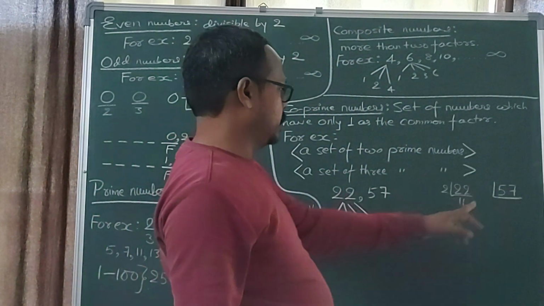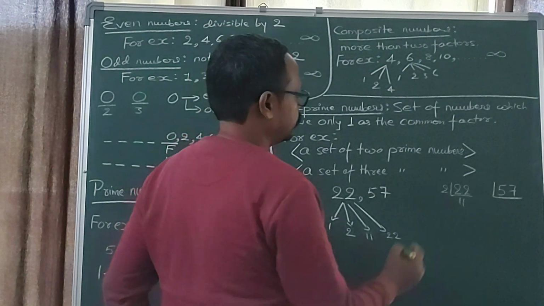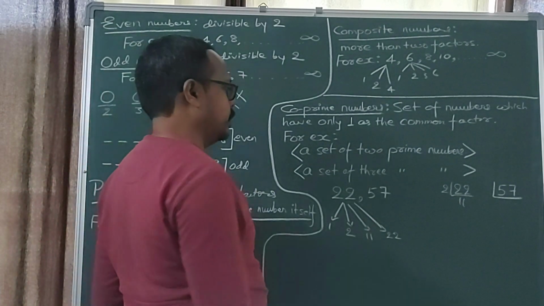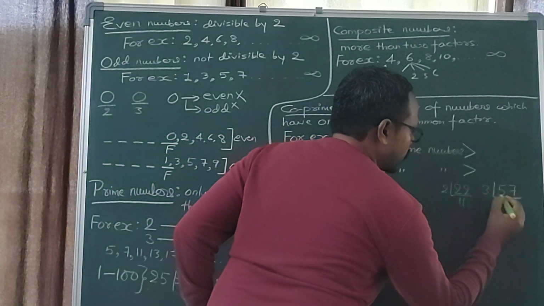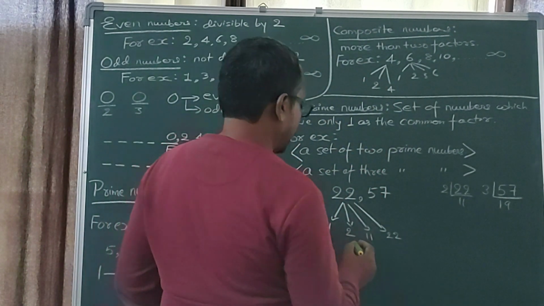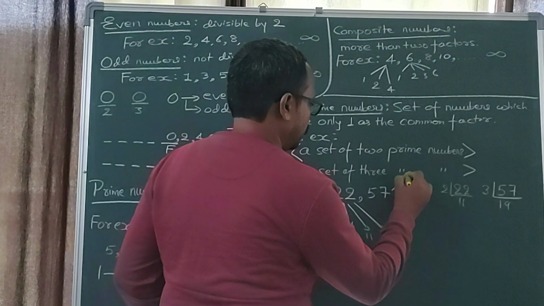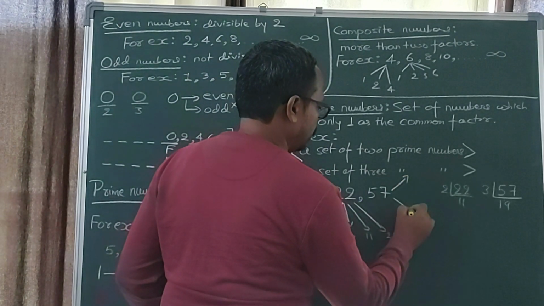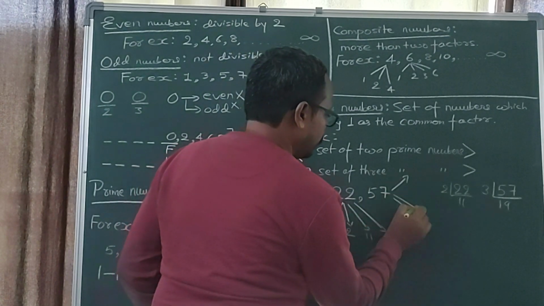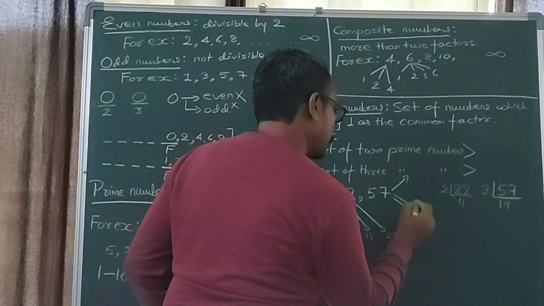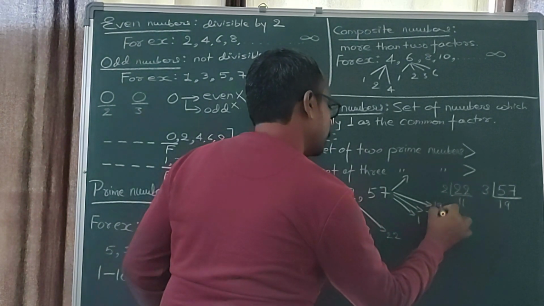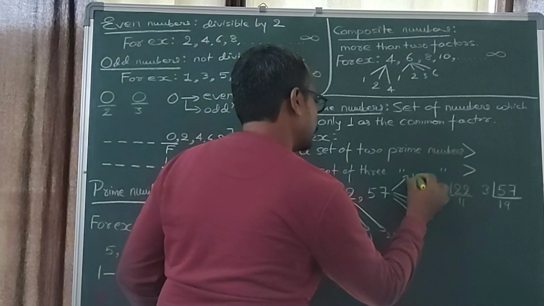So similarly, what are the unique factors of 57? Is 57 divisible by 2? No. 3, yes. 7 plus 5 will give you 12. So 57 is divisible by 3. It will come here 19. So what are the factors of 57? Let's write down 1. 1 is a factor of all the numbers. Then 3. Then 19, and then 57, the number itself.